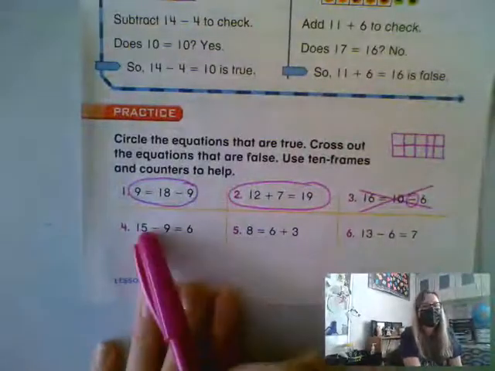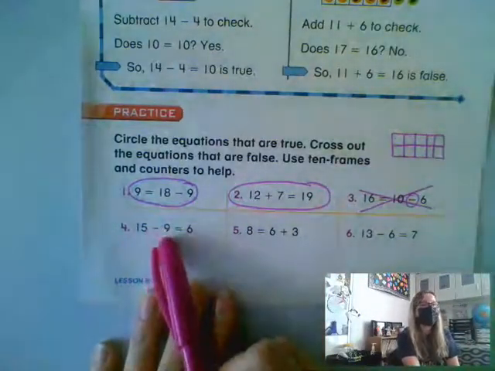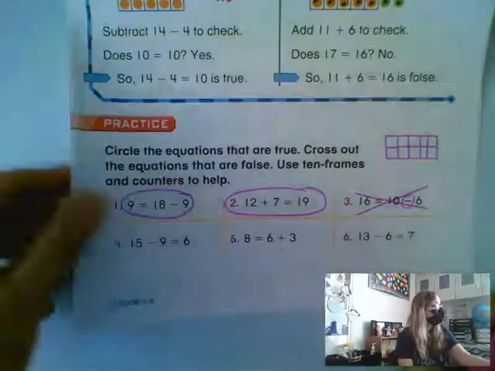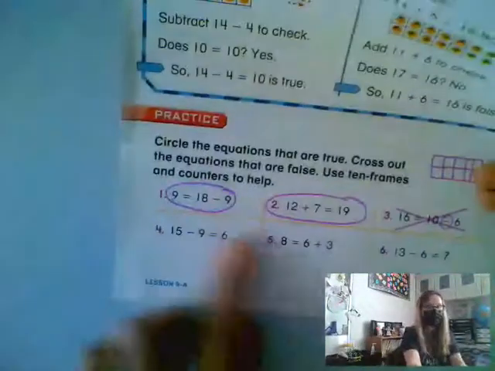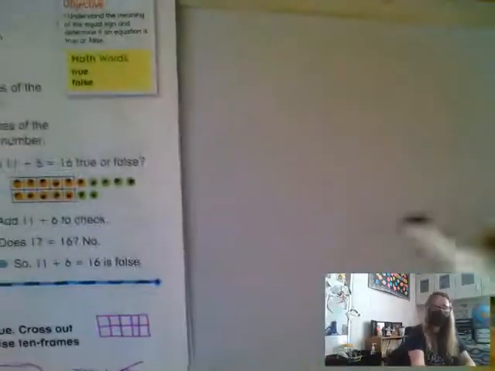All right, so let's take a look at number 4. We have 15 take away 9 equals 6, okay? Now, I want you to start by drawing your 10 frame, and you can either do it right down here underneath the problem, okay? And I'm going to do mine here on the whiteboard. What's up, Brooklyn?